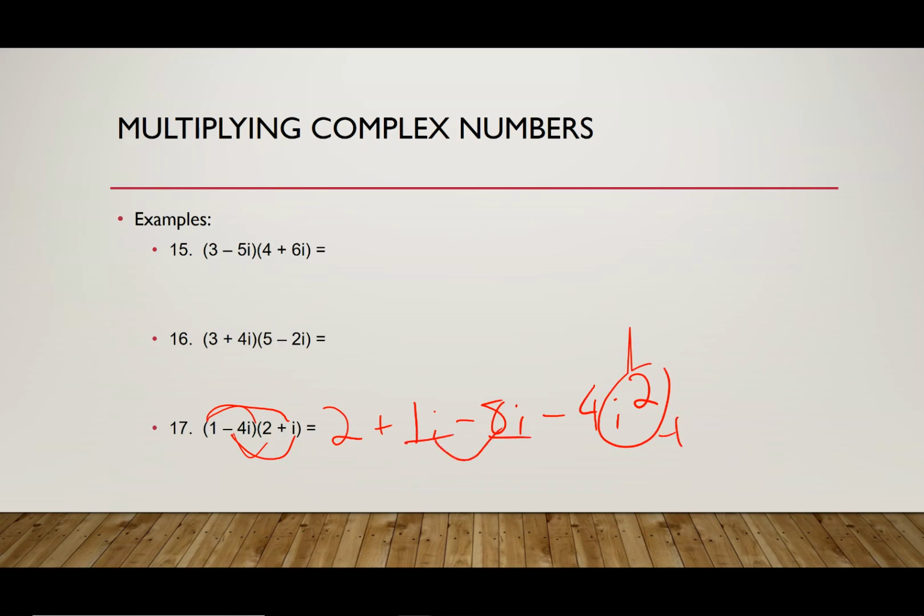And let's combine these as well. So this will become 2. What's 1 minus 8? Negative 7. So negative 7i. And negative 4 times negative 1 is going to become a positive 4. So this will become plus 4. So 2 plus 4 will be 6. So my final answer will be 6 minus 7i, because 2 and 4 combined to make 6, and the minus 7i I would just bring down.